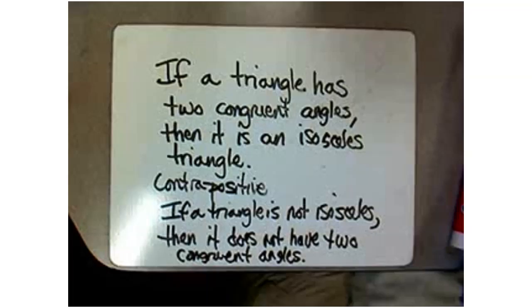If a triangle is not isosceles, then it does not have two congruent angles. An equilateral triangle has two congruent angles, doesn't it? Exactly. So an equilateral could still be considered an isosceles. So that's how you probably explain it.